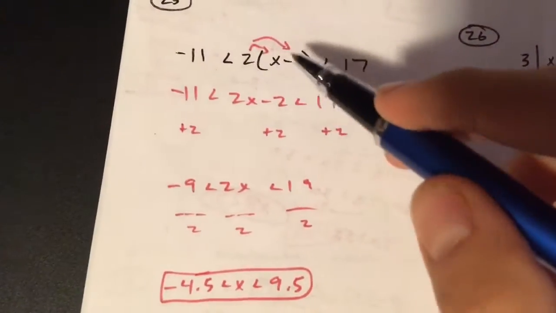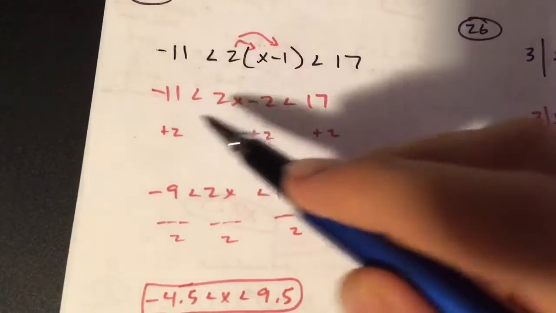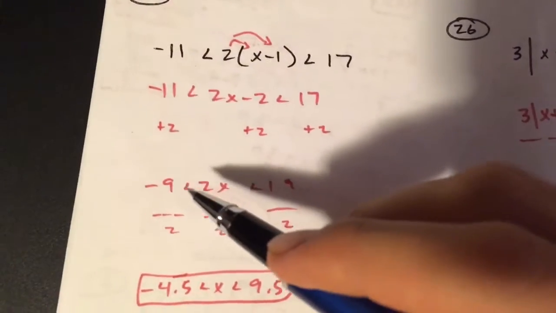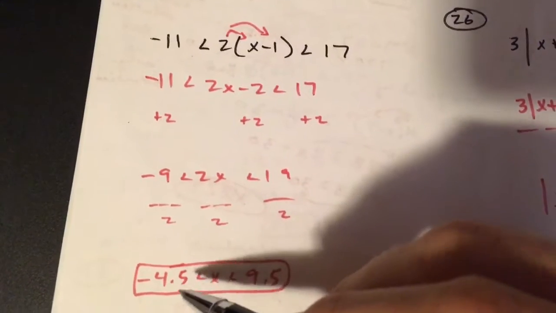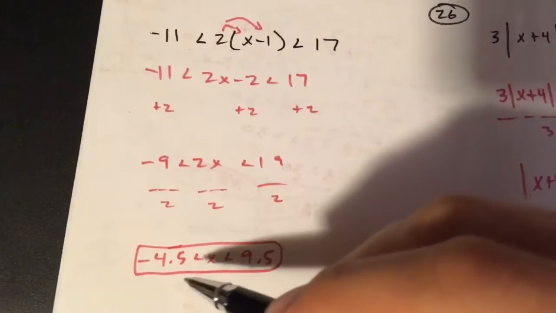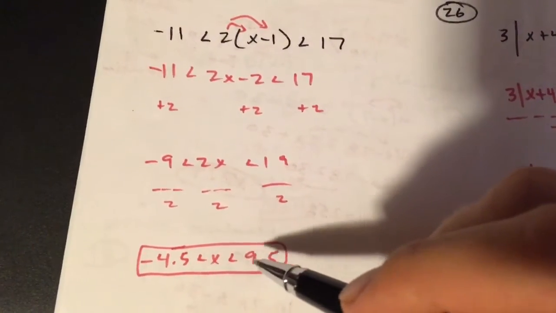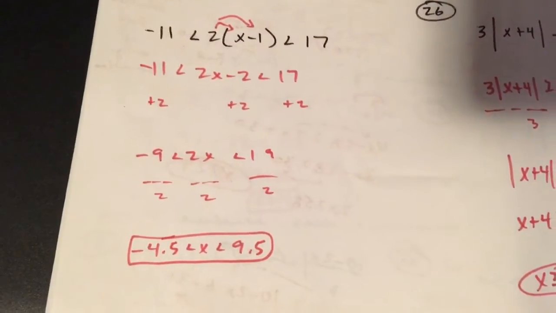Lastly, on 25, distribute first. Then add 2 to all three regions. You got negative 9 is less than 2x, which is less than 19. And then simply divide all three regions by 2. Negative 4.5 is less than x, which is less than 9.5.